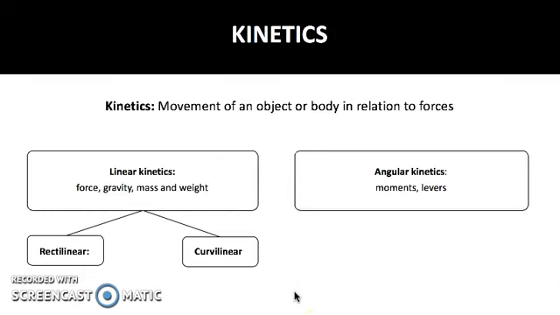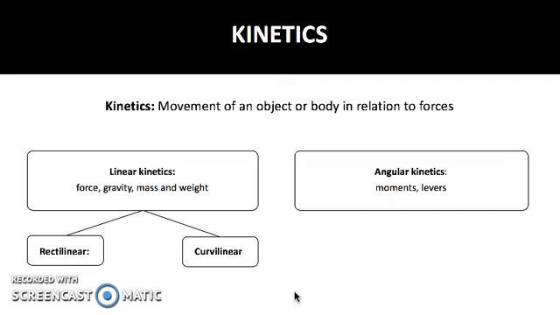Within biomechanics, we also have kinetics. Kinetics is the movement of an object or body in relation to forces. So within kinetics, there is angular kinetics, there is linear kinetics, which subdivides into rectilinear kinetics and curvilinear kinetics.